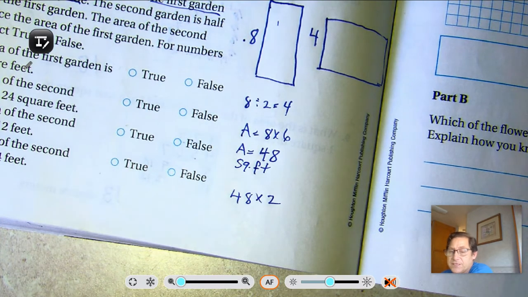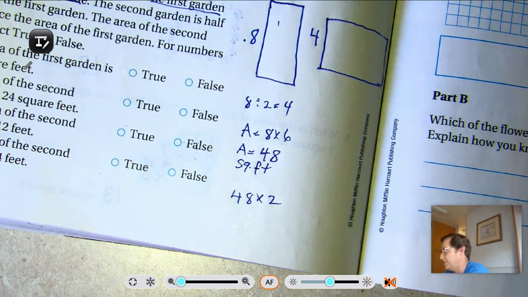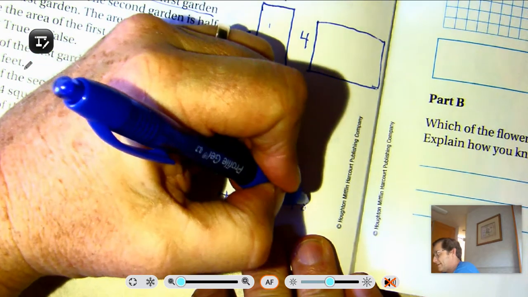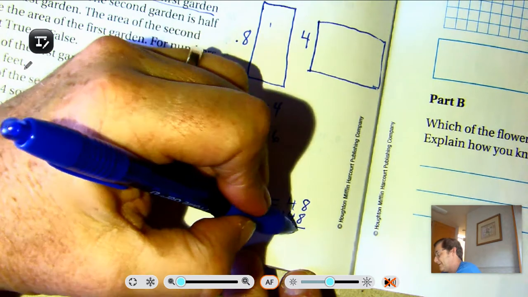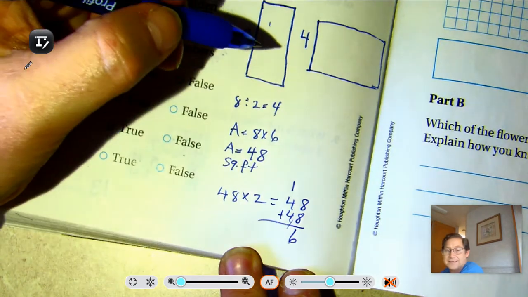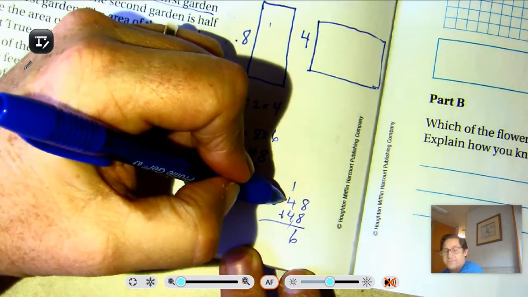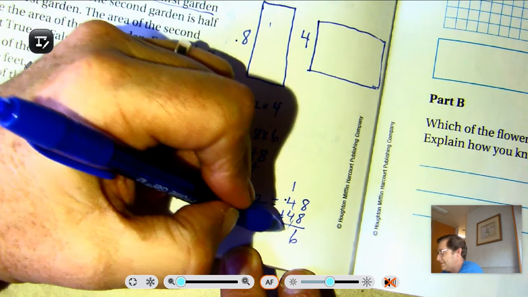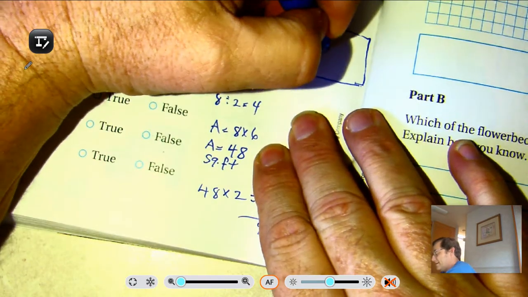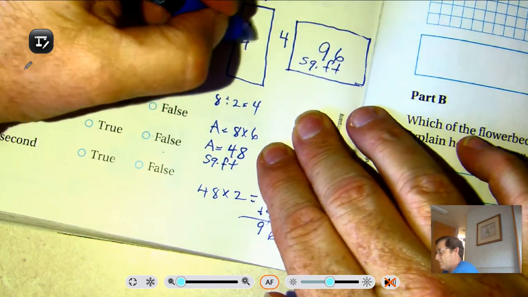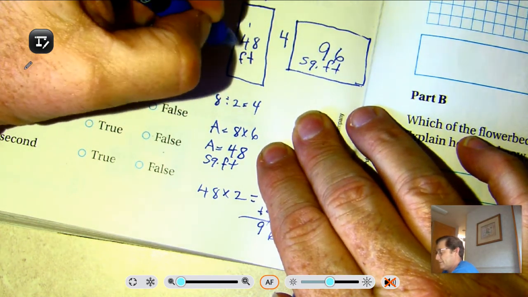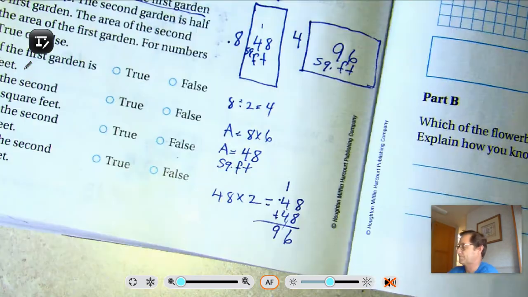Well, we haven't done 48 times 2. Well, remember that multiplication is the same as saying repeated addition. So we can say 48 plus 48. So 8 plus 8 is 16. We regroup that as 1 ten and 6 ones. 4 tens and 4 tens is 8, plus the regrouped 10 is 9. So the area of the second one is 96 square feet. The area of the first one is 48 square feet.